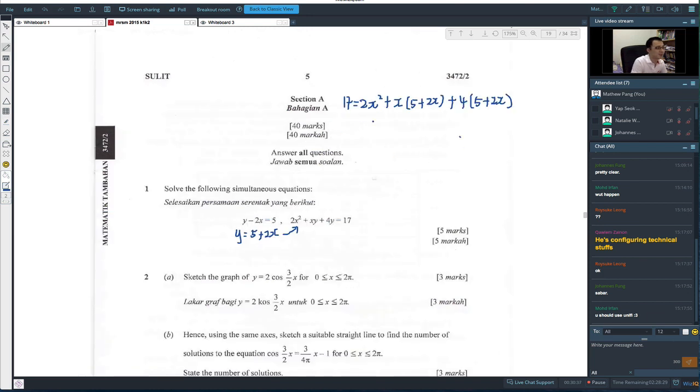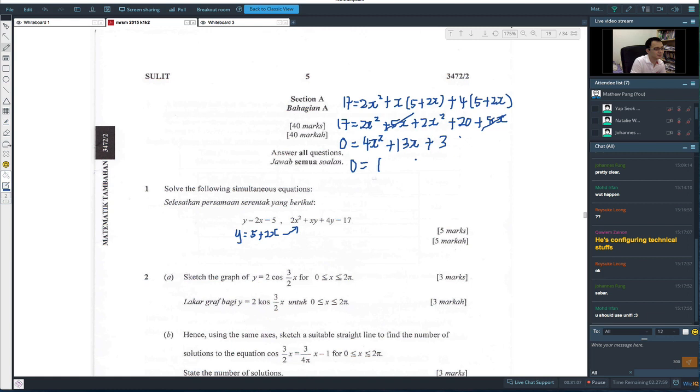So 17 equals 2x squared plus 5x plus 2x squared plus 20 plus 8x. Then just make one side become 0. So it will be 4x squared, and 5x and 8x will be 13x. Okay, so 20 minus 17 will be plus 3. Then just solve this one.